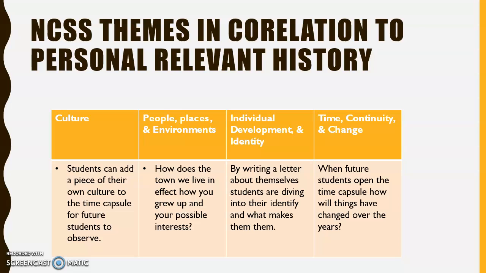When talking about social studies and incorporating personal relevant history, a lot can fall under one or more of the NCSS standards. I have chosen culture, people, places, and environments, along with individual development and identity, and time, continuity, and change as my NCSS themes. Now, let's take a closer look at each of these themes and how they correlate to strategy number 6 in personal relevant history.